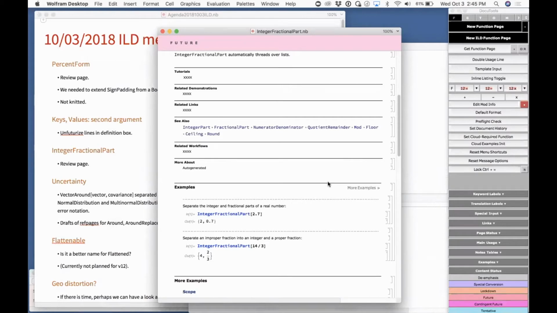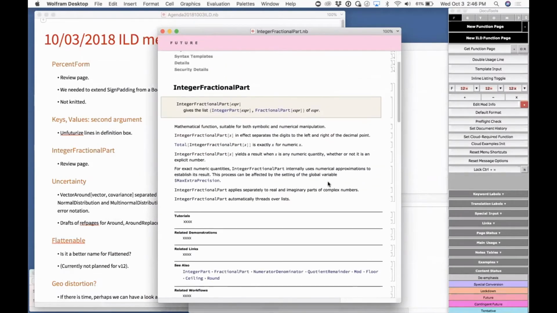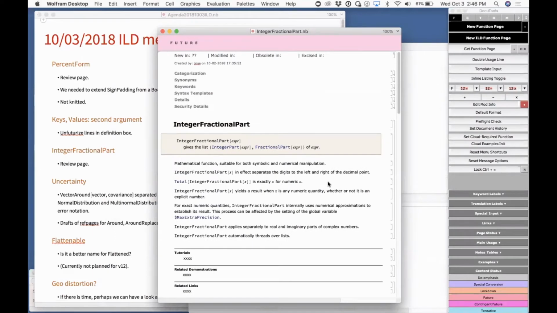This is a really weird name. Integer fractional part, I didn't know what that meant. I understand it now that you've explained it to me. Well, we can give it another name. And what's the issue with the packed array thing? That's an implementation issue, yes? No, it's a design problem.